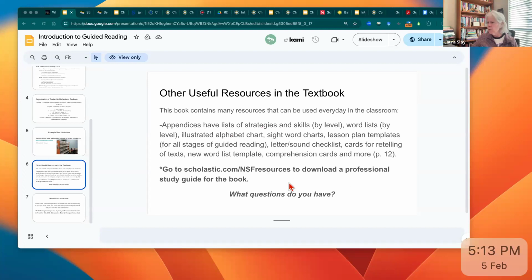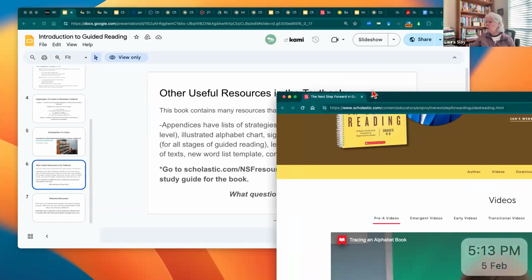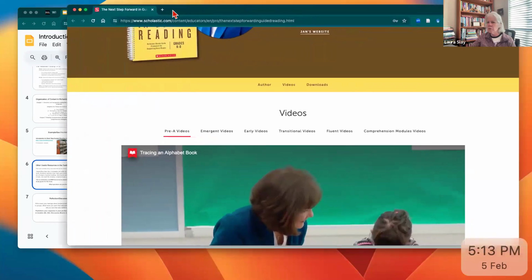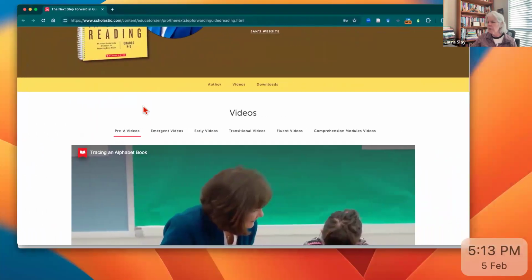So there are some other resources in the book that, as you probably found, hopefully you are following along in the book, and you can see where you can see some of the videos. So the next thing I want to show you, you're going to need this. Let me pull it up and pull it into the screen. Here you go. You can see it right now.